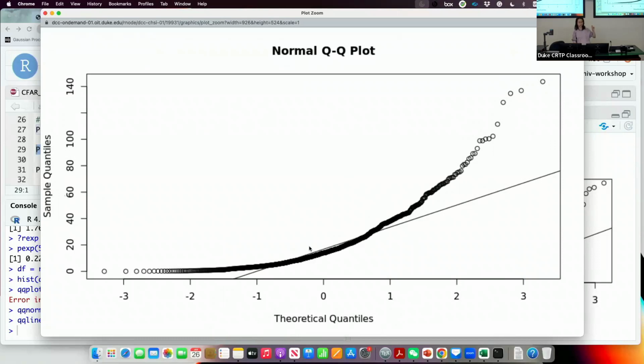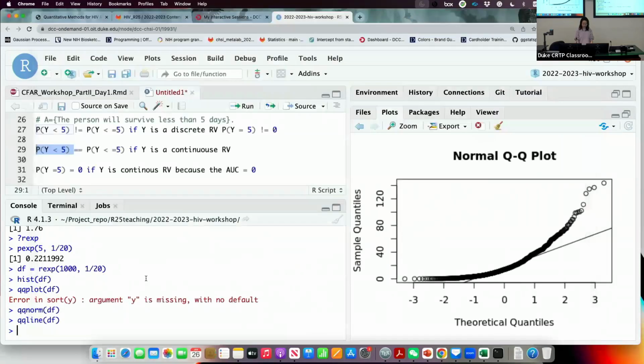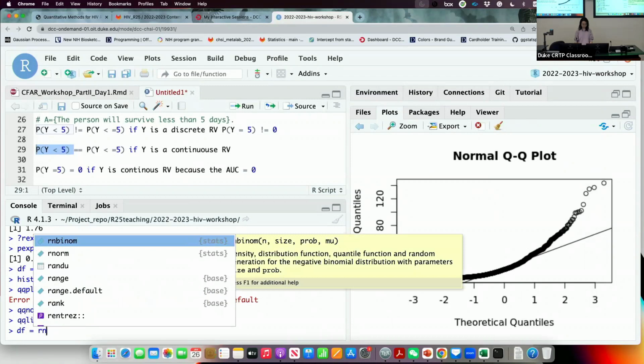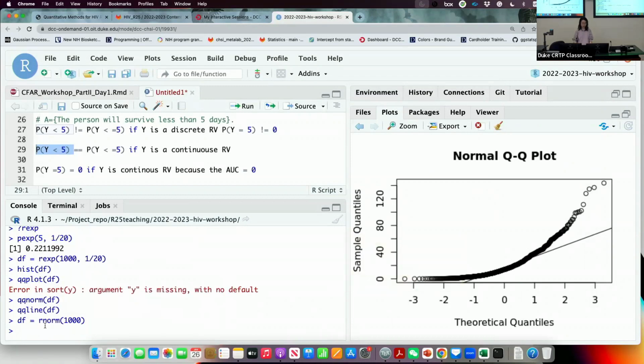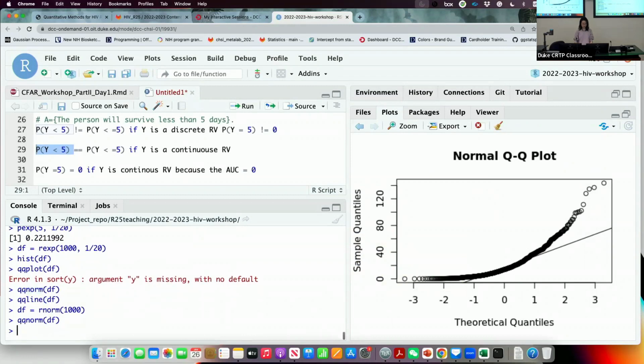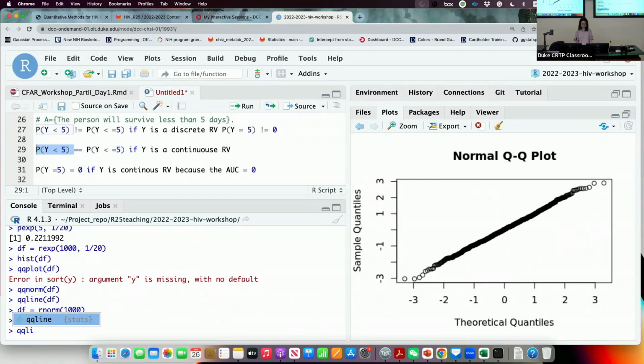So this is how you look at a normal QQ plot, just to see whether there's any significant deviation of the dots with respect to the line. Similarly, if I generate my data from a normal distribution, let's just say rnorm, 1,000 points from the standard normal distribution, and I do QQ norm and QQ line.